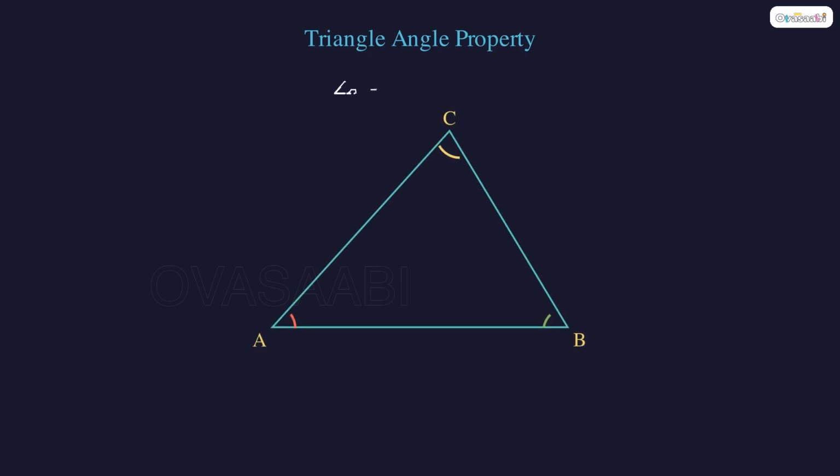A triangle has 3 sides and 3 angles. The angle property says all 3 angles inside any triangle always add up to 180 degrees.